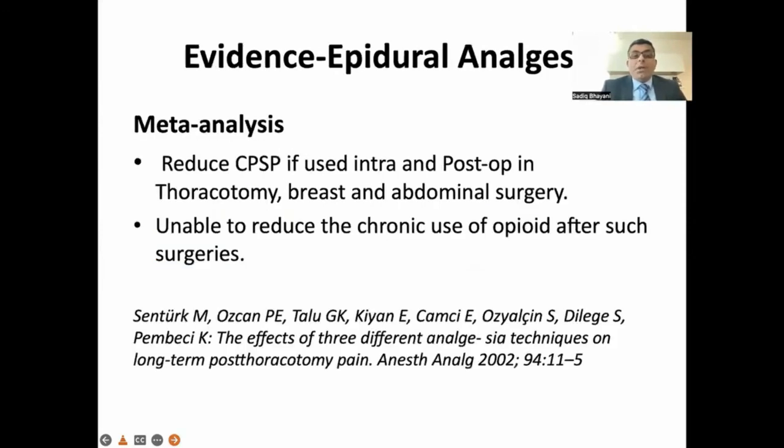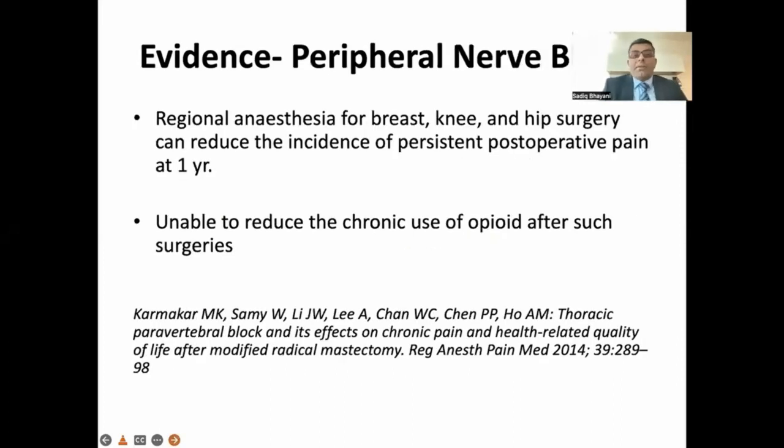So epidural, what's the evidence? The meta-analysis shows it reduces chronic post-surgical pain if used intraoperatively, post-operatively, in thoracotomy, breast surgery, and abdominal surgery. Now, these are the surgeries where they're bringing in enhanced recovery after surgery programs, and unfortunately, the epidurals are basically phasing out because they want patients to be going out of the hospital on day 2. So they're not putting in epidurals, instead they are doing either a paravertebral block or a spinal plane block. It's a trend that's being followed in the enhanced recovery world.